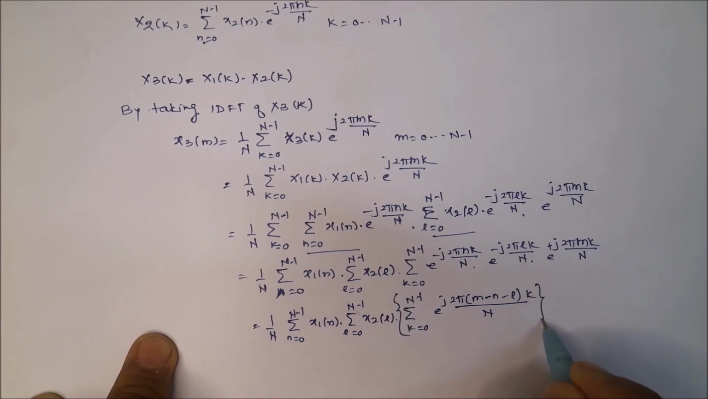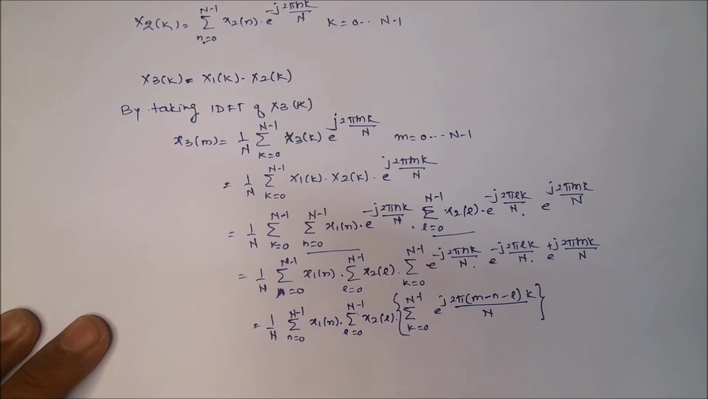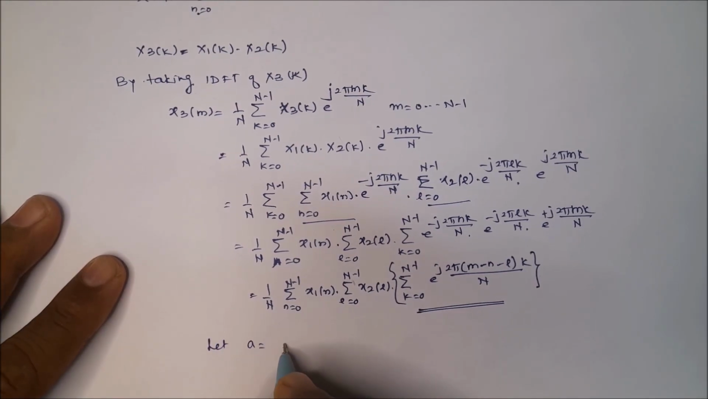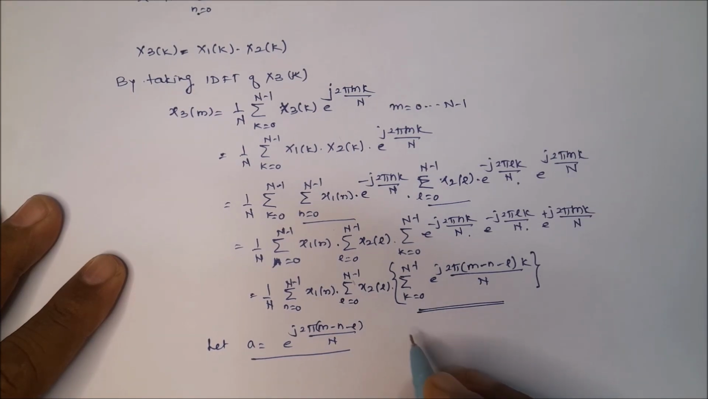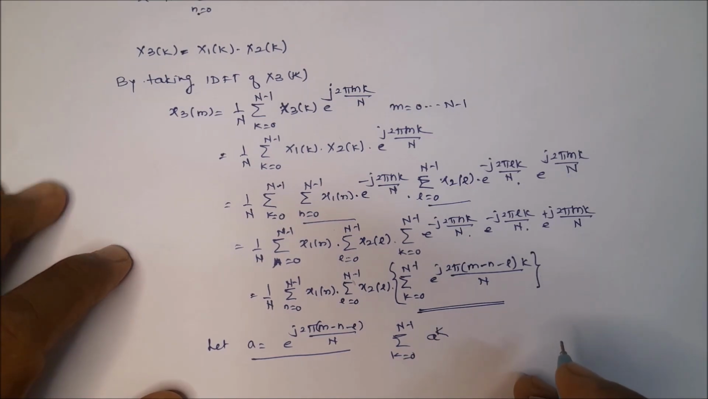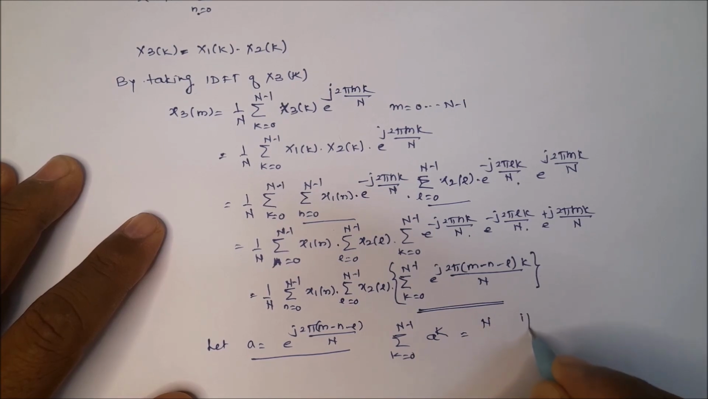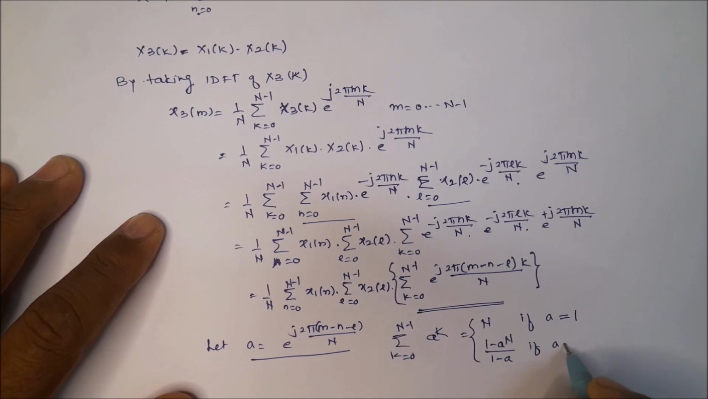So now let us consider the summation inside this bracket. Let a equal to e raised to j 2 pi (m minus n minus l) upon N. In that case, this particular summation can be written as summation k equal to 0 to N minus 1 a raised to k. And as we know, this particular summation is equal to N if a is equal to 1, and it is equal to (1 minus a raised to N) upon (1 minus a) if a is not equal to 1.